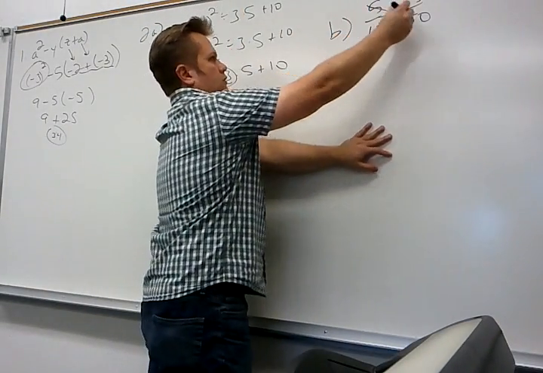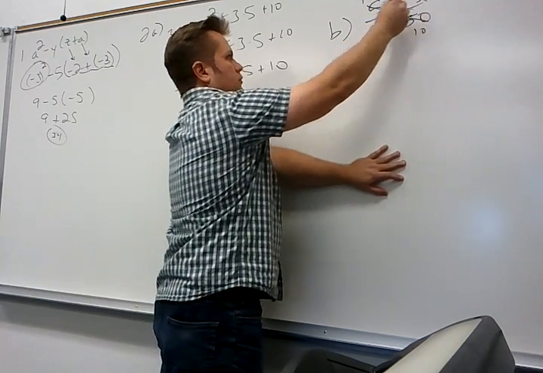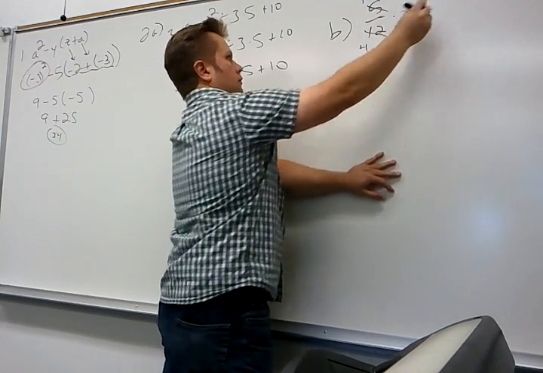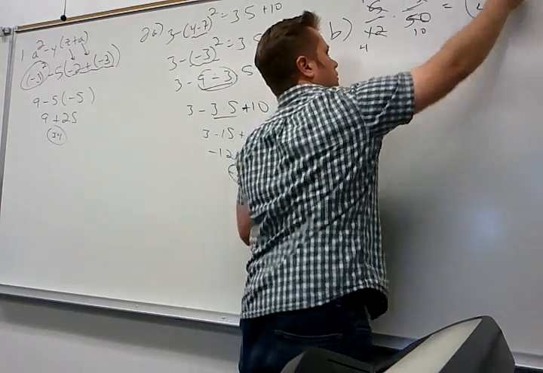So here the 5 goes into 50. 10, so I get 1, 10. 3 goes into 12. 1 times 1. 4 times 10. 1.